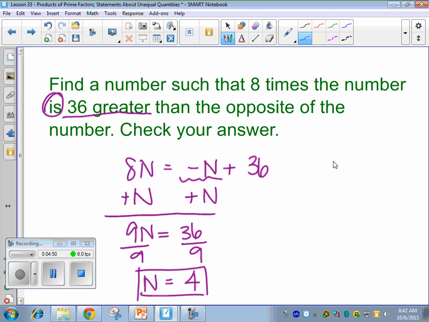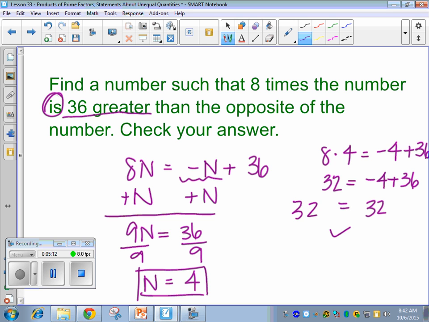If I want to check my answer, I would plug it back into my original equation. So 8 times the number, so I would have 8 times 4 equals 36 more than the opposite of the number, so negative 4 plus 36. So I would get that 32 equals negative 4 plus 36, which checks out, right? Because negative 4 plus 36 is 32. Super easy check. I know I got the right answer, so I'm in good shape.